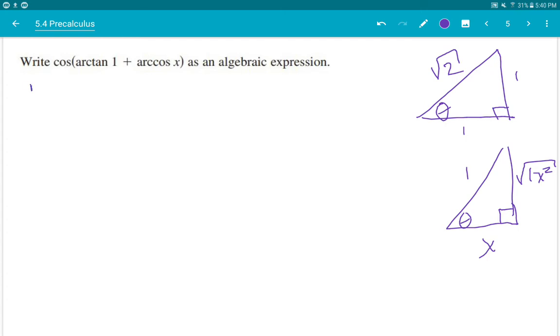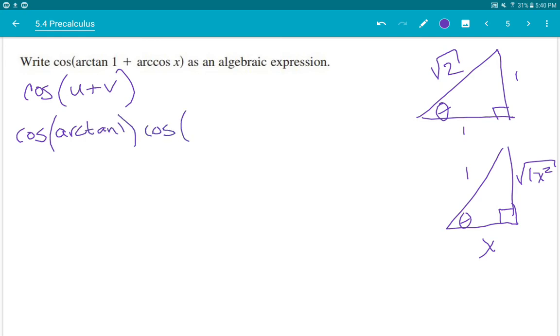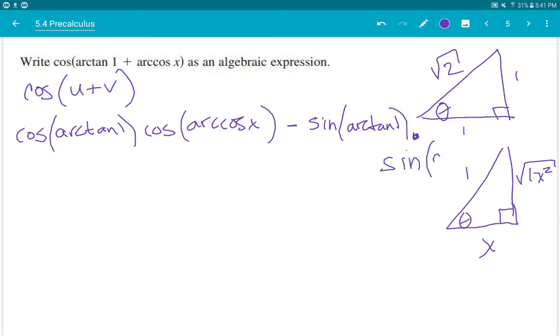Okay, so we're going to use the cosine of u plus v. So that's the cosine of arctan 1 times the cosine of arc cosine x minus the sine of arctan 1 times, I'm running out of space here, sorry, sine of arc cosine x.